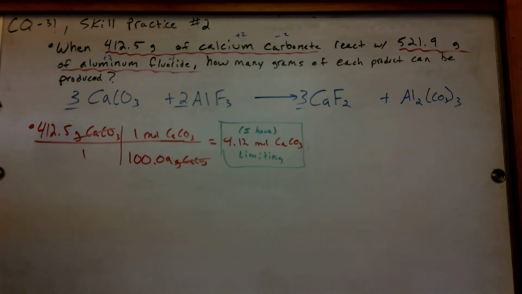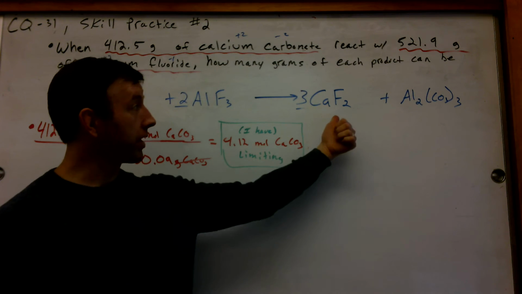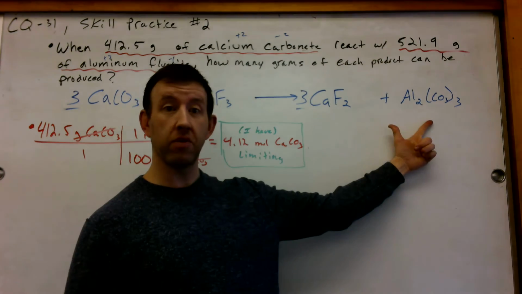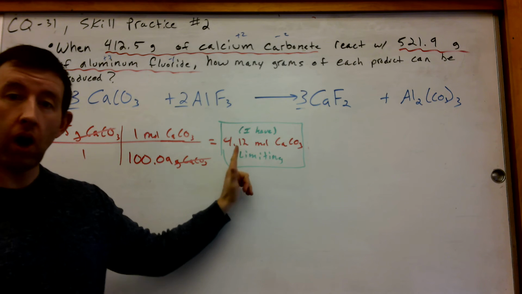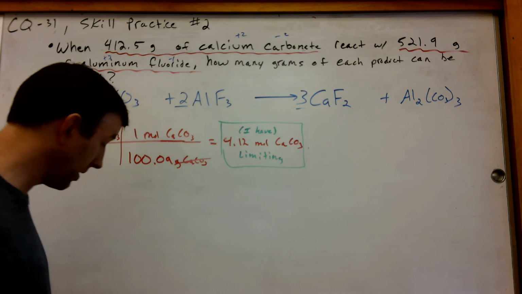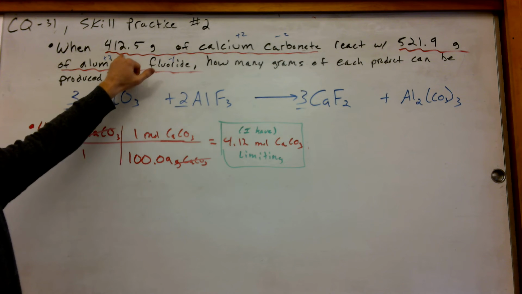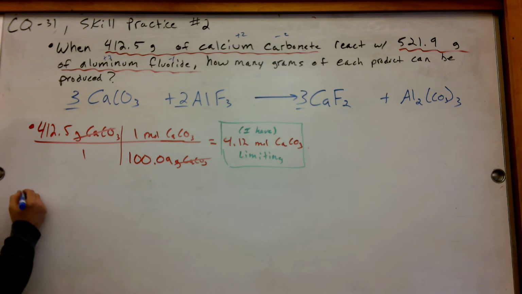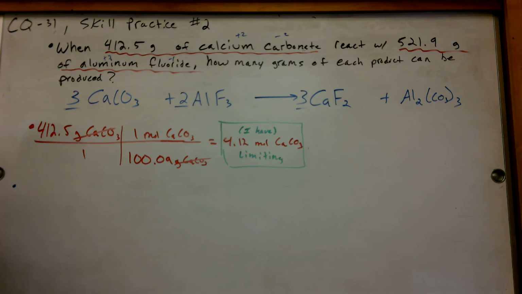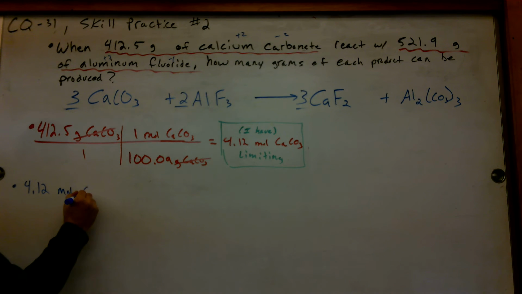I have two products, so now I have to do two stoichiometry problems. One for calcium fluoride, the second one will be for aluminum carbonate. Now, the nice thing is I'm already in moles of my limiting reactant, so I can just go right from there. I don't have to start back over with grams of calcium carbonate. I'm already in moles. So, problem number one, I'm going to have 4.12 moles of calcium carbonate.